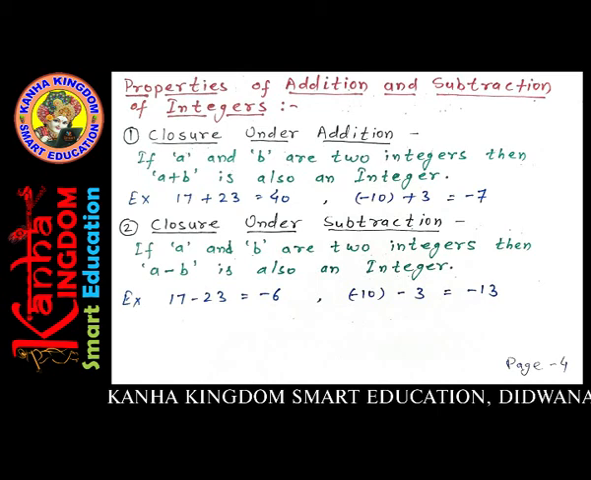Next example, minus 10 plus 3 is equal to minus 7. Minus 10 and 3 are both integers. By addition we get minus 7. Minus 7 is also an integer.